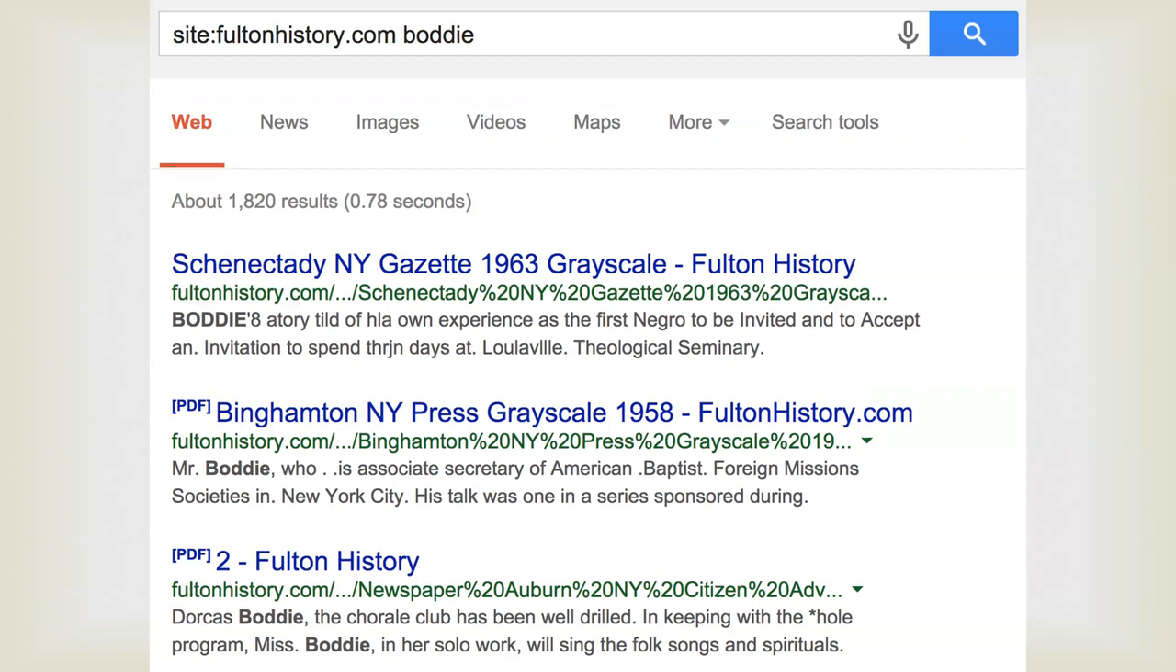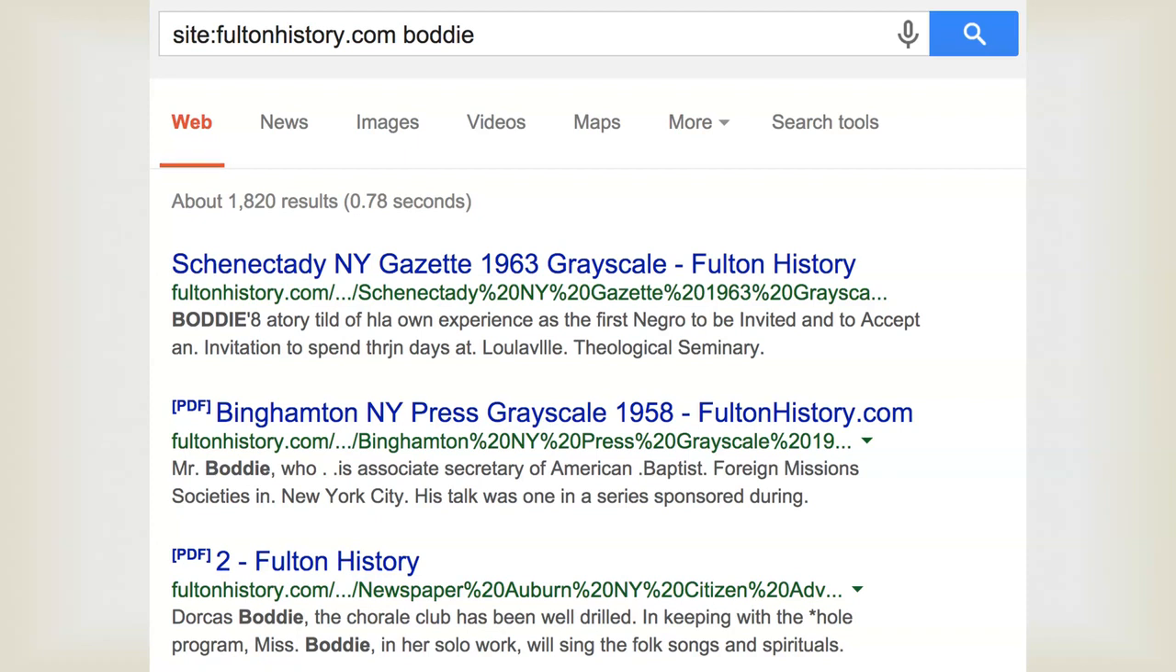Another website that has newspapers primarily from New York State, a few around New York State, but the bulk are from New York State, is Fulton History. And Fulton History has been doing this for a number of years. It's really pretty much the work of one person. And their interface can be a little tricky to deal with. So one of the things you might do instead is to use Google to search the Fulton History website.